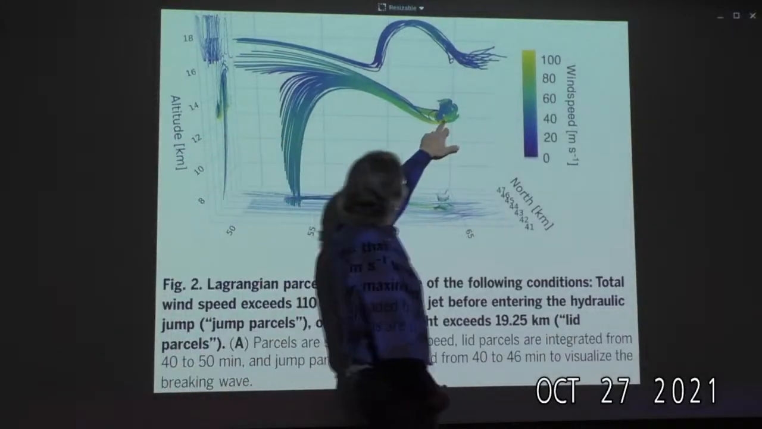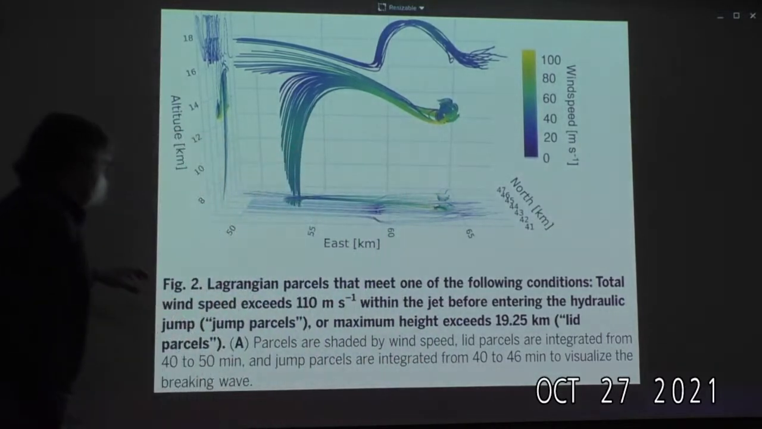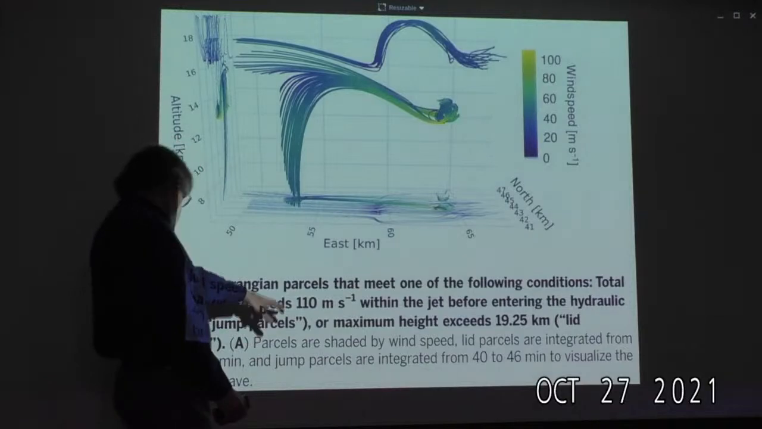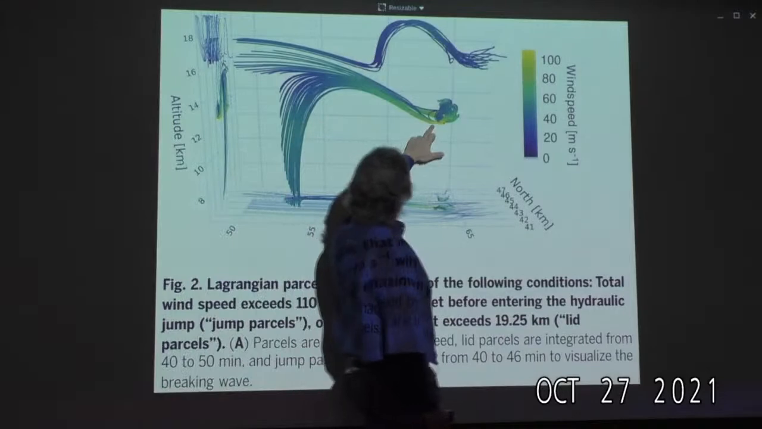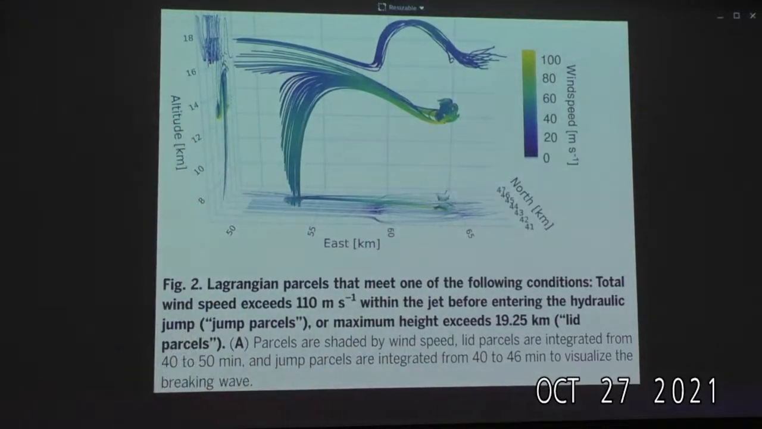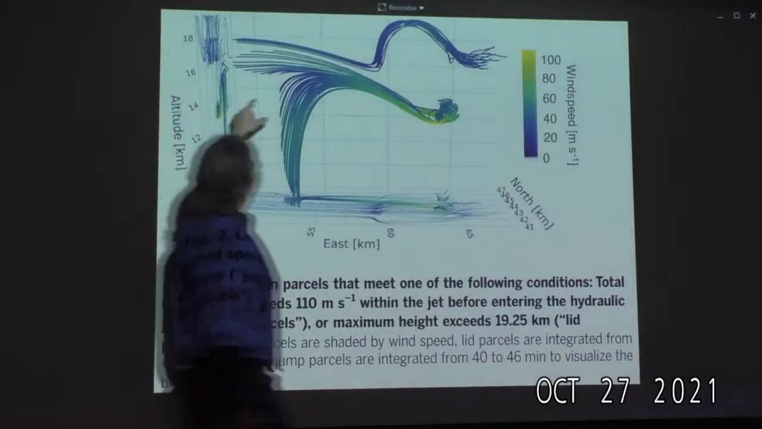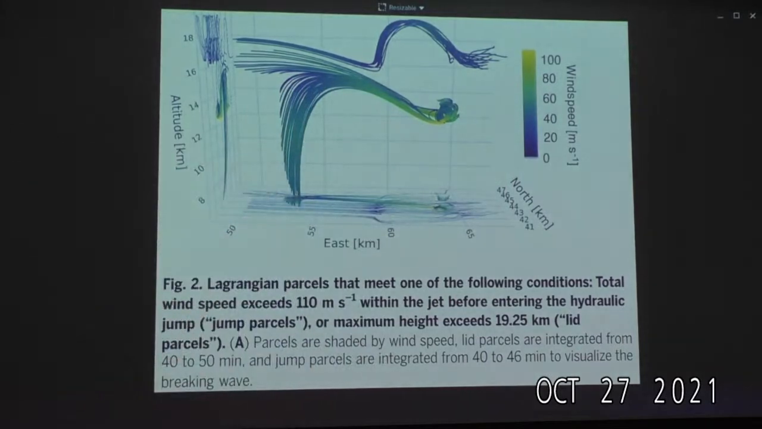So these are starting right around here. We're going to go forward and backwards through time, or when the parcels make it up above 19.25 kilometers. In other words, we're trying to show different regimes here. These parcels primarily are anchored in the troposphere near the ground, but some of them come from the stratosphere, and that's kind of important, I think. In other words, we have some dry stratospheric air coming down for the ride as well. It's not just tropospheric air.